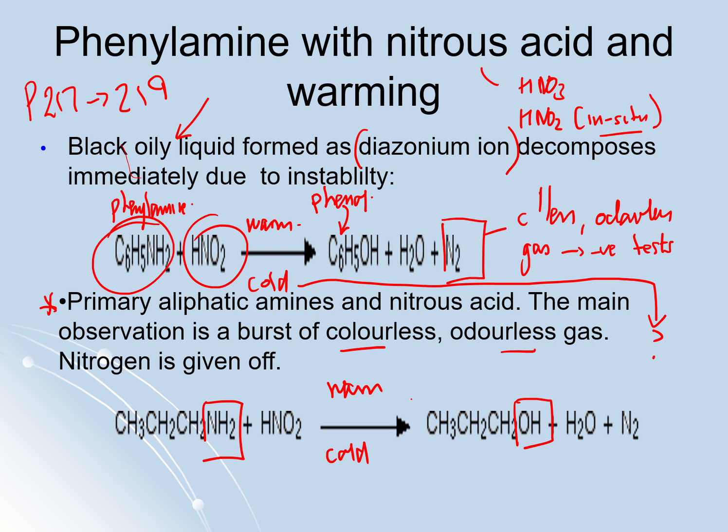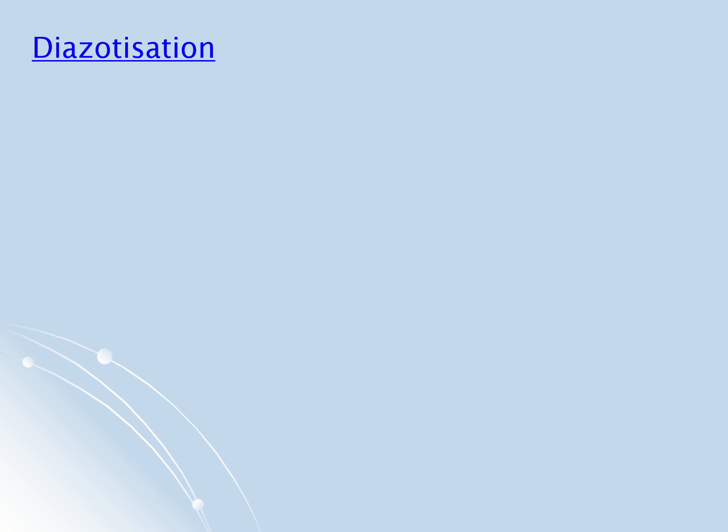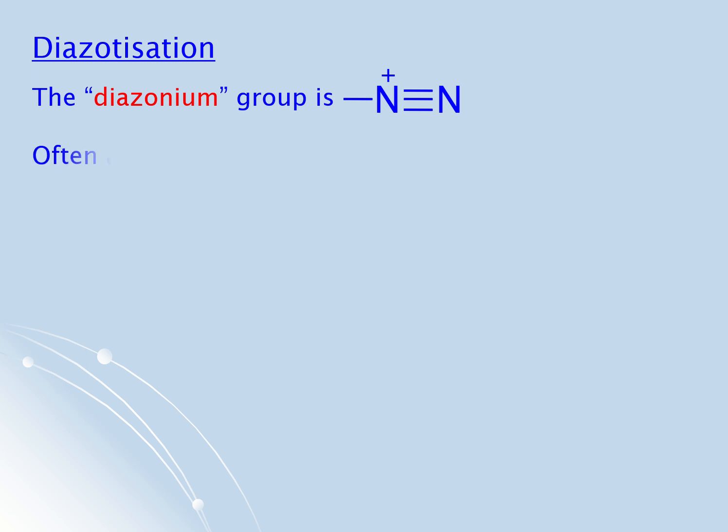With aromatic ones, I will get a different product, which we'll discuss in a few minutes. With aliphatic ones, it doesn't matter whether it's warm or cold, I always get an alcohol, because these aliphatic amines are very unstable. We can't stabilize them to form this other product. So let's look at diazotization, a whole new word for you. This is the formation of what we call a diazonium ion from our phenylamine. A diazonium ion allows enhanced reactivity of the benzene ring and allows us to start adding things to it, which we might not normally be able to do.